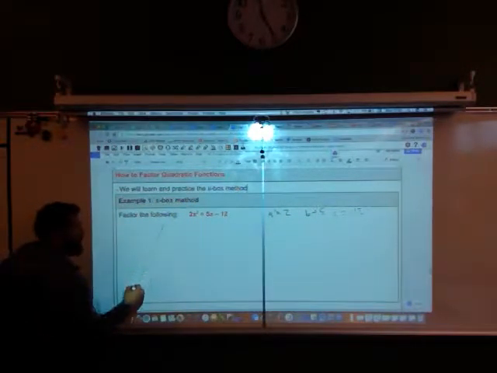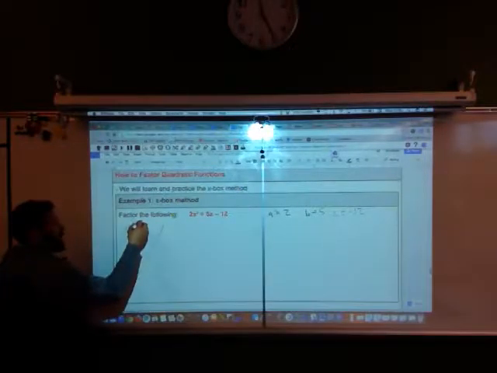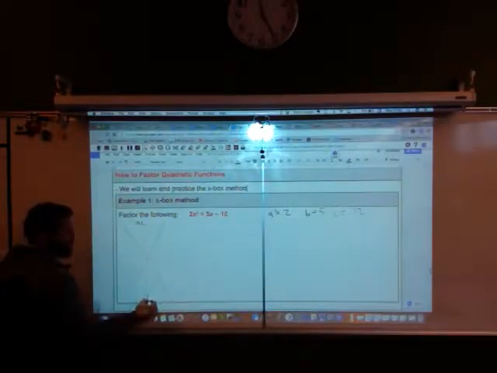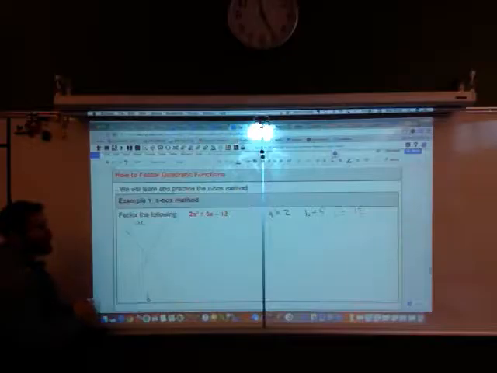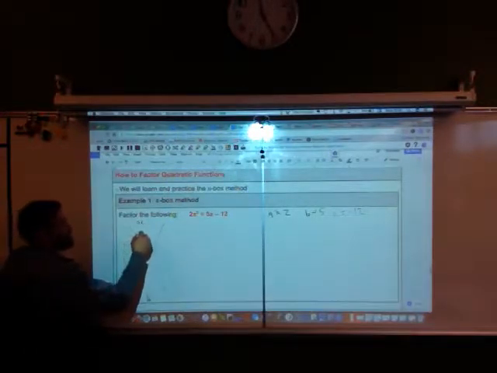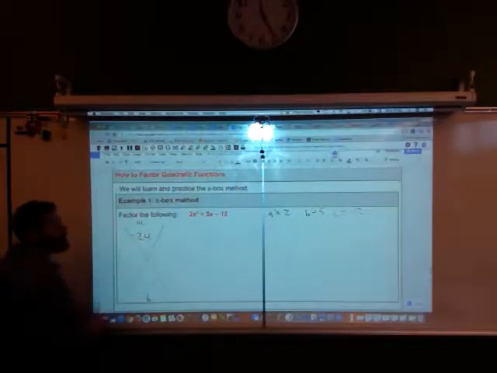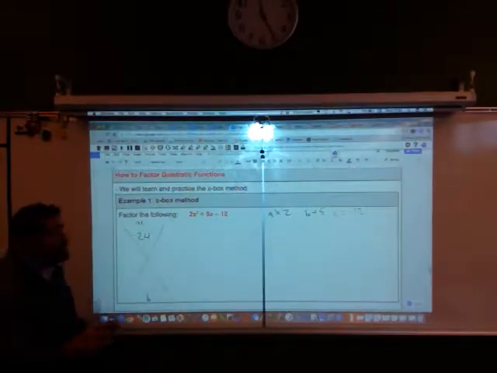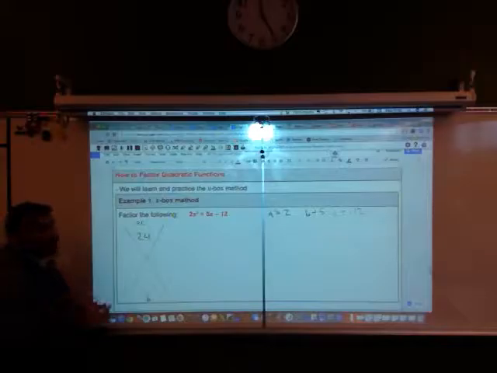Because when I do the Xbox factor, okay, Xbox, I need a times c and I need b. So a times c in this case is negative 24, because it's a 2 times a negative 12. And the b value is a 5.